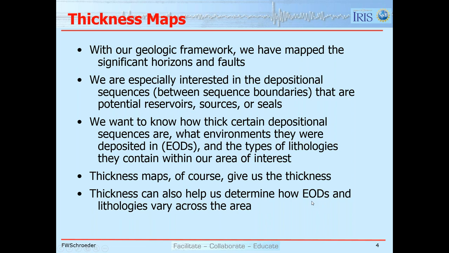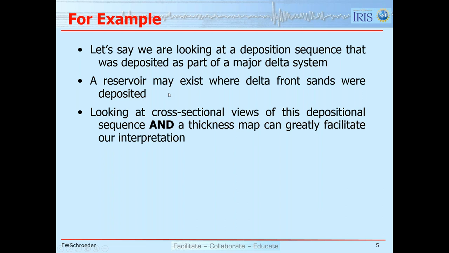So as an example, let's say we're looking at a depositional sequence that was deposited as part of a major delta system, continental margin building out into a deeper water basin. The reservoir might exist where we have delta front sands. And so if we can figure out where in our study area the delta front sands might lie, that would help us to identify a possible reservoir unit.